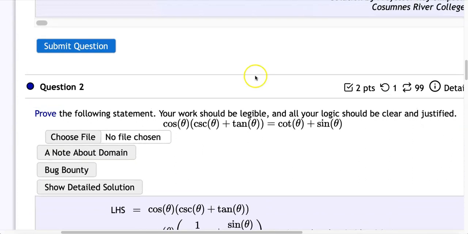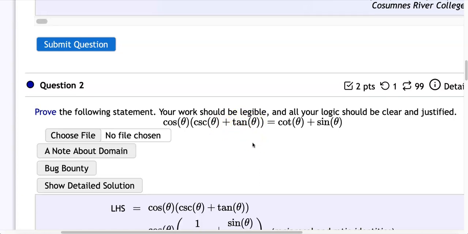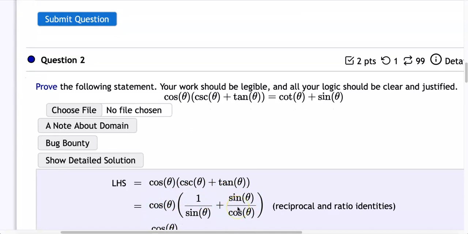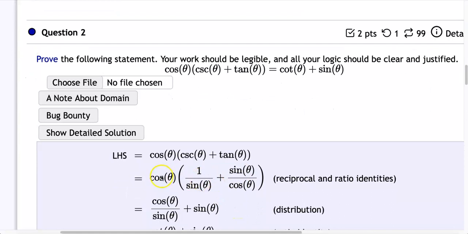Here in this question, what we want to do is recognize that cosecant theta is 1 over sine theta, and tangent theta is sine theta over cosine theta. So we're using the reciprocal identity and also this ratio identity, so two different types of identities. And then we're going to use the distributive property, and once we use the distributive property, the cosine theta is going to take the numerator place here, and then the cosine theta here will cancel with this cosine theta here.